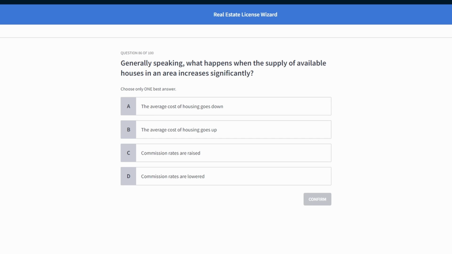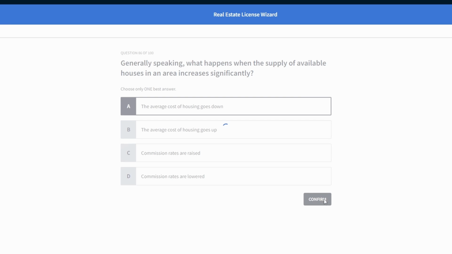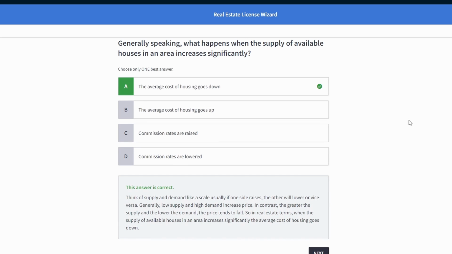Alrighty, so this is a pretty simple supply and demand problem. It's asking us when the supply of available houses in an area increases significantly, what happens? Well, the average cost of housing would go down. So remember, if it increases, it goes down. If it decreases, it goes up. So it's the opposite. So our correct answer is A. So again, think of supply and demand like a scale. One side raises, the other will lower, vice versa.